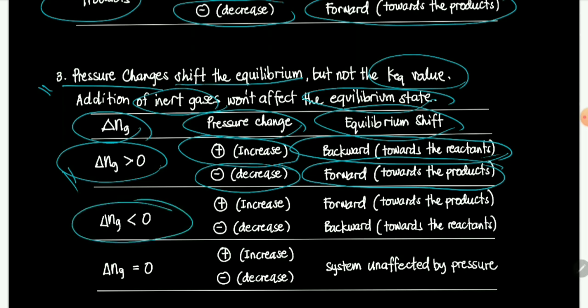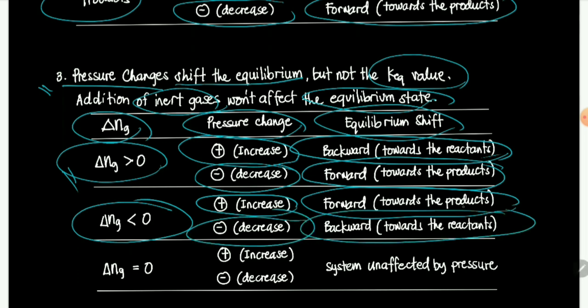So kapag less than 0 yung delta Ng, ibig sabihin mas maraming reactant particles or gas particles dun sa reactants, at in-increase mo yung pressure, magpo-forward yung reaction kasi mas konti yung particles ng gas sa product side. So mag-shift yung equilibrium forward. So pag dinecrease mo naman yung pressure, backward naman yung magiging shift ng equilibrium kasi mafe-favor yung mas maraming particles which is the reactants. Kaya negative yung ating delta Ng.